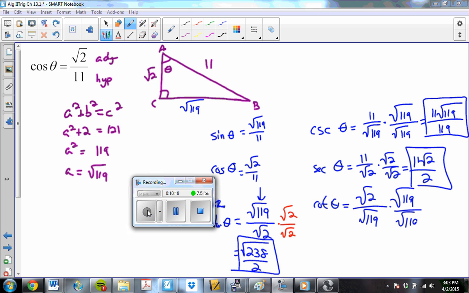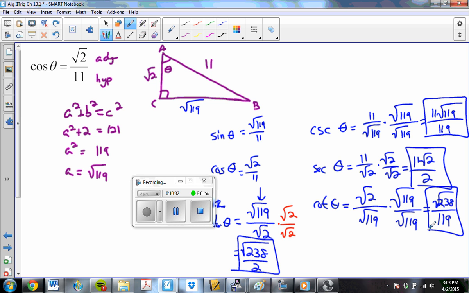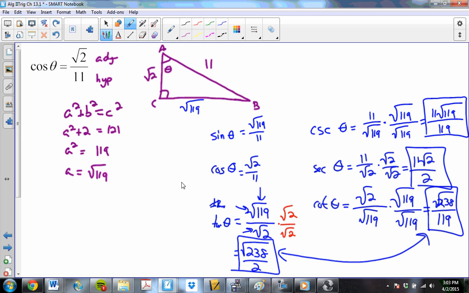So you end up with root 238 over 119. You'll get a feel of how these trig functions relate to each other and how you flip them over, because there are some patterns you can pick up here. In this case, 238 is always on top, and either 119 or root 2 is on the bottom, depending on which one you're dealing with. Okay, moving on.